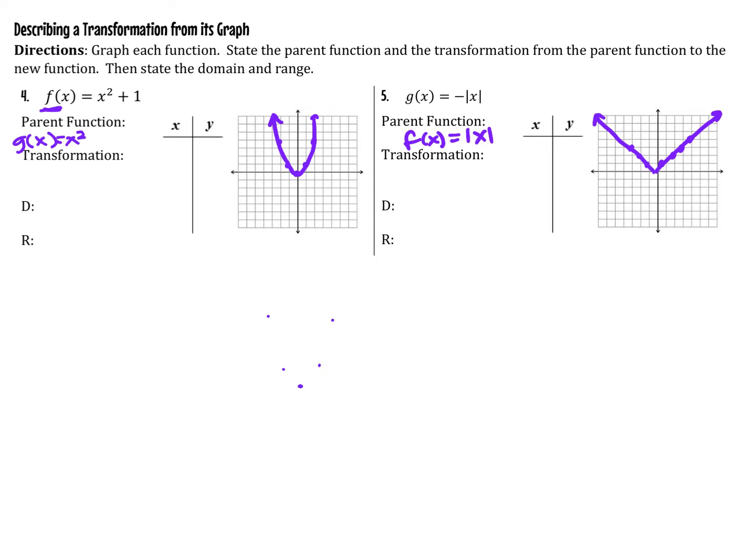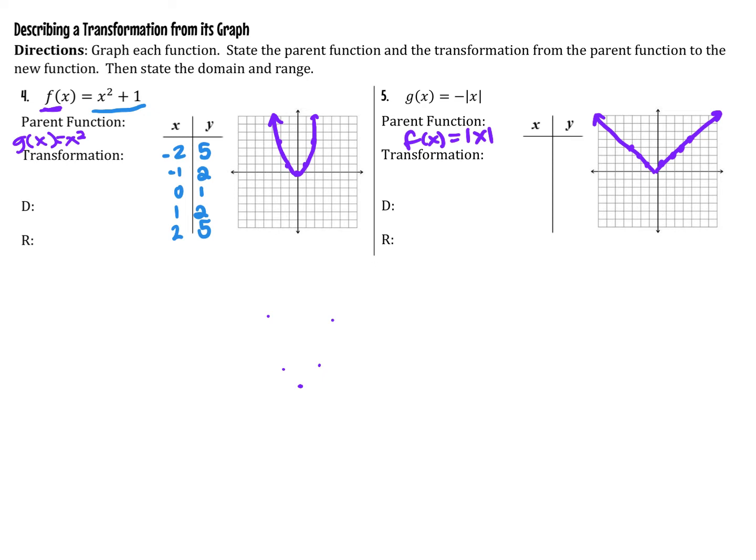So we are going to take the same basic 5 values that we normally plug into a quadratic here and make a table to identify what these values are going to be. So if I plug in -2 and I square it, I get 4. If I add 1 to that, I get 5. The same thing's going to happen if I do +2. If I plug in -1 and square it, I get +1. And if I add 1, I get 2. Same thing with +1. And if I plug in 0, I get 1.